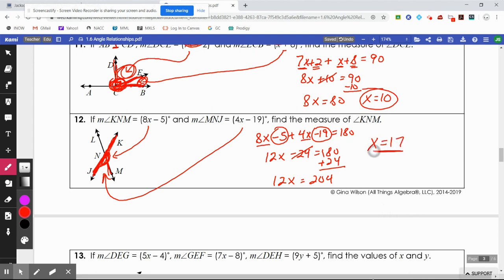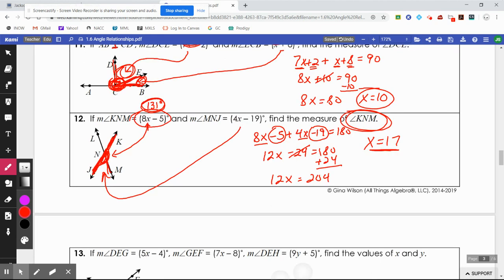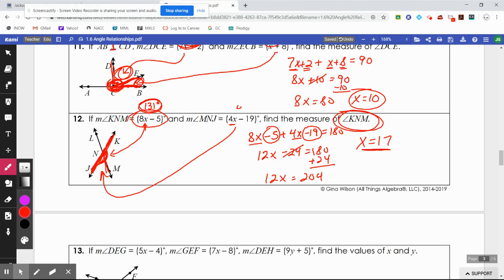And notice that they don't ask me what x is. They say find the measure of KNM. And here's KNM, but I like to plug it in everywhere just to be certain. So since x is now 17, that gives me 8 times 17, which is 136, minus 5, which is 131 degrees. And I like to plug it in both places, like I said, just to check it. 4 times 17 is 68, minus 19 is 49. And if you check that 131 and 49, when you add them together, it gives you that 180, which is what you're looking for, so you know that you're right.